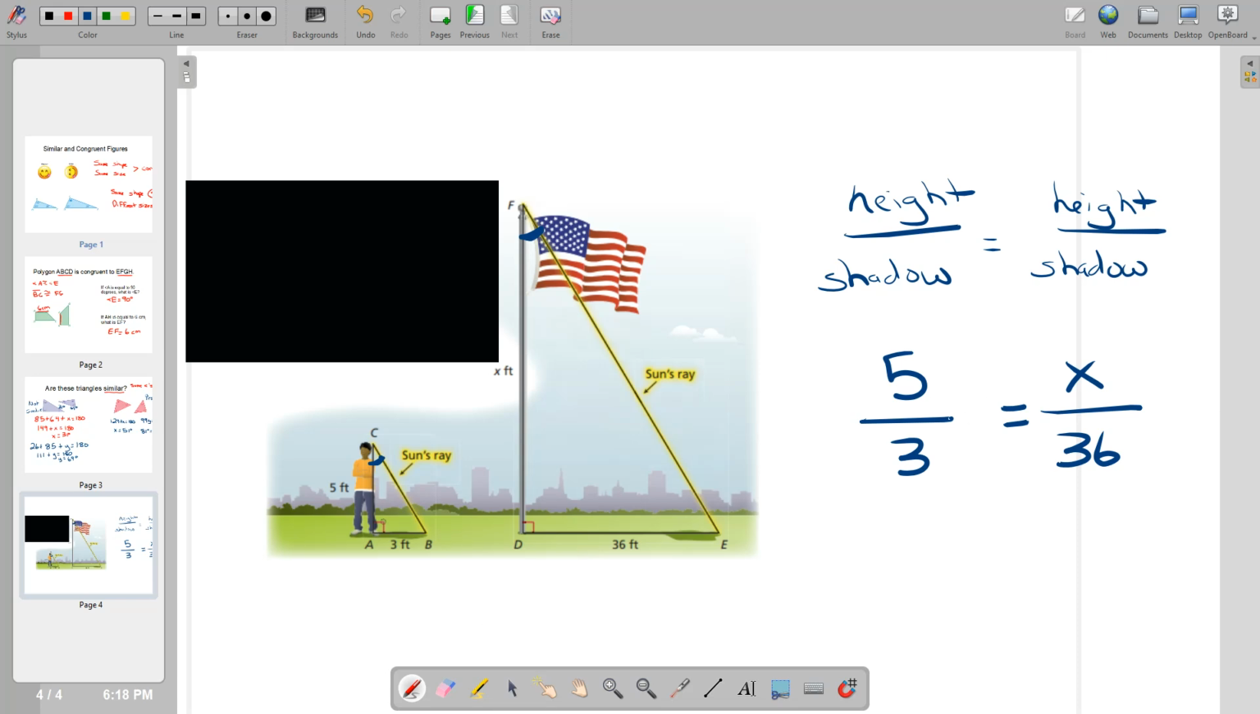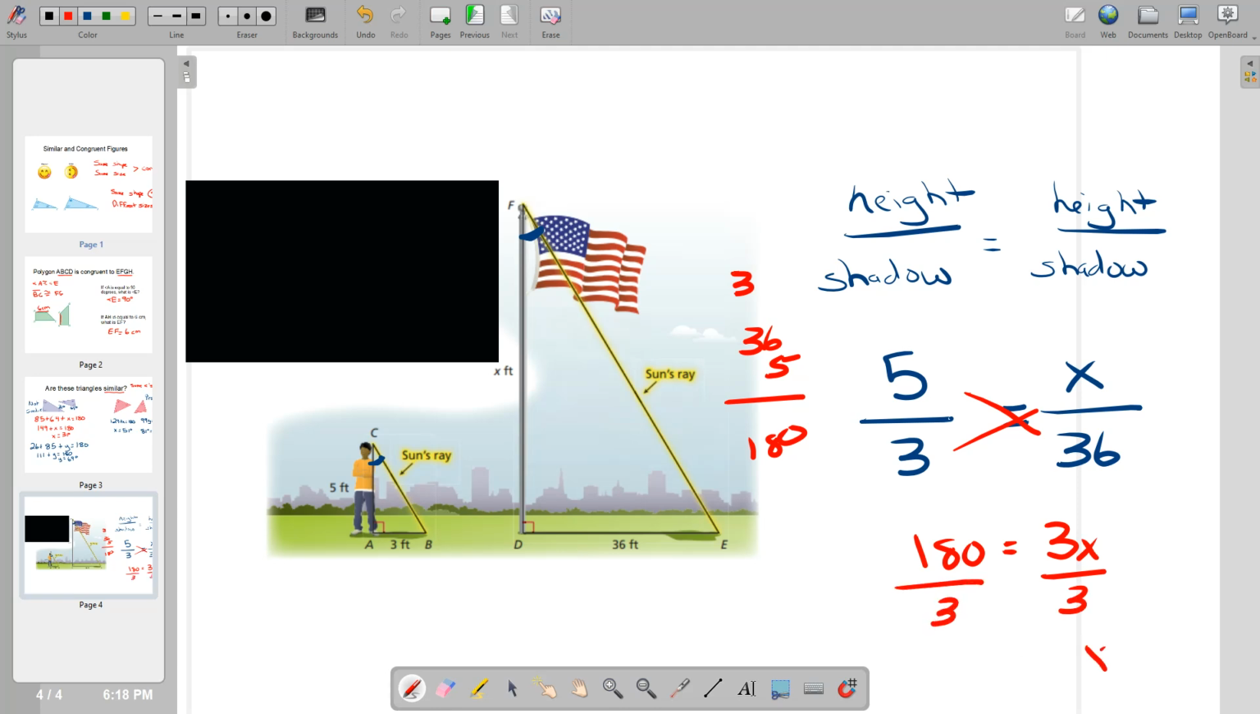So from here, we can do one of the most important skills in middle school. We can cross multiply to solve our proportion. So 36 times 5 is something I cannot do in my head, but it is equal to 180. Is that right? Yes, 180 equals 3x. I could divide both sides by 3 so that x is equal to 60.